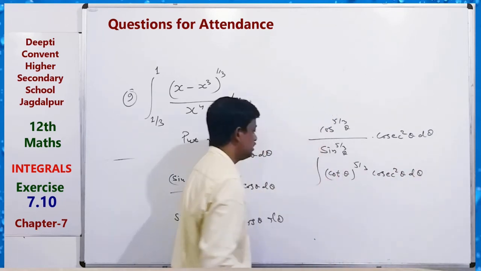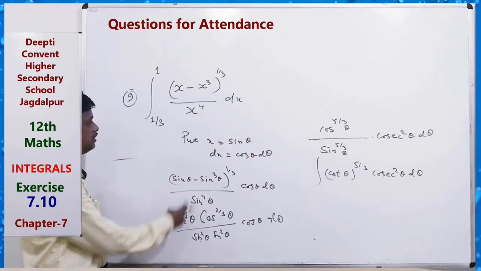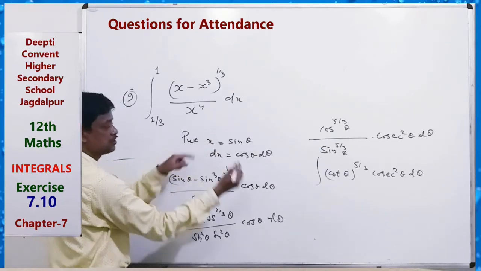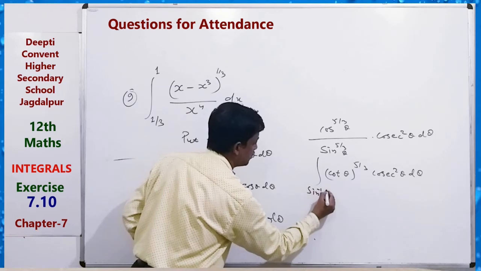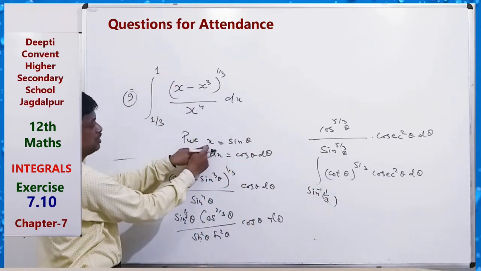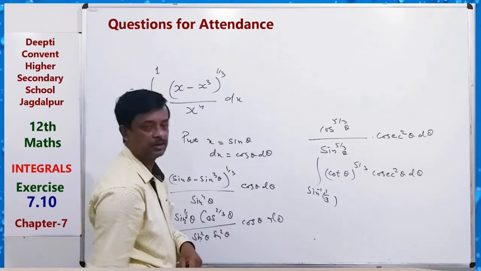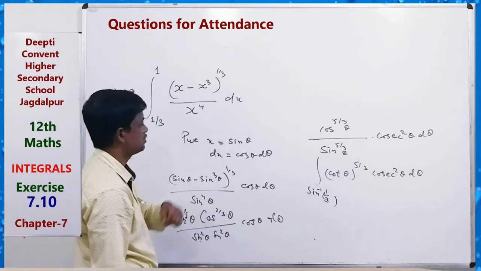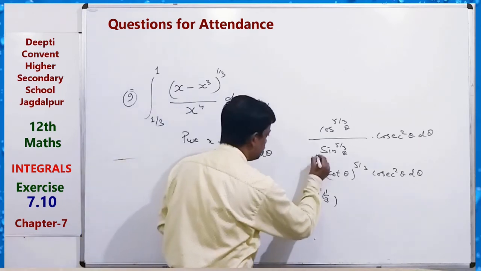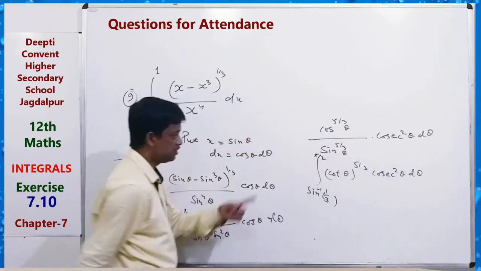This is our new integration with limit. Here, the limit: when x equals 1/3, theta equals sin inverse 1/3. When x equals 1, sin theta equals 1, which means theta equals pi/2. This is the limit.